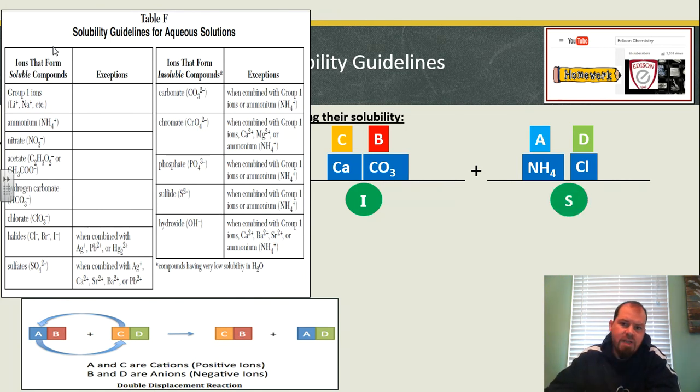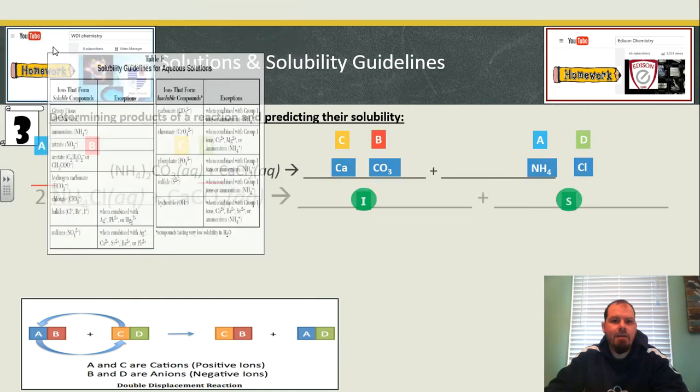When I do this reaction, and I can't make F go away right now without making the whole reaction go away, an insoluble product is going to form. It's going to be CaCO3, calcium carbonate. It's like a chalk. And it's going to fall out of solution. And all of a sudden, I'm going to take 2 clear liquids, mix them together, and this white powder is going to form. Kind of cool.